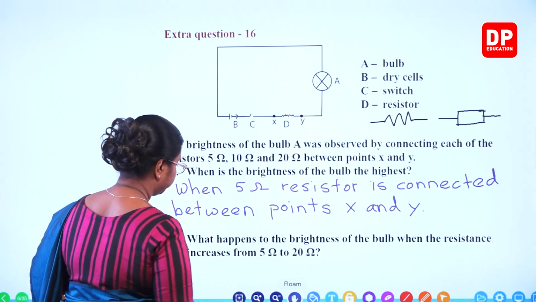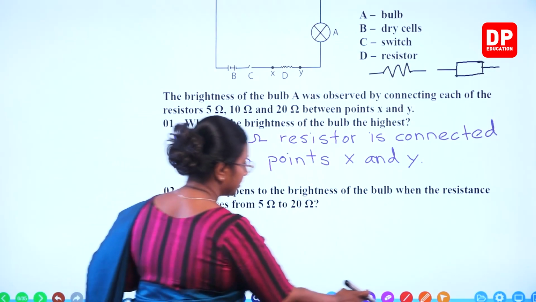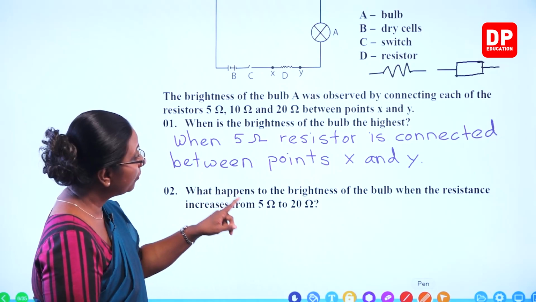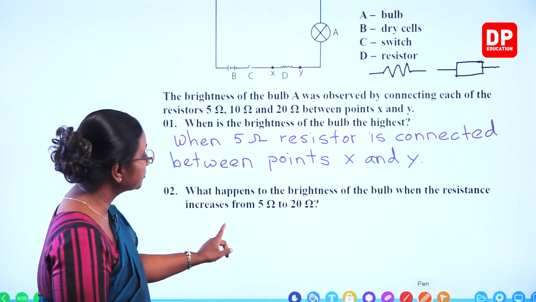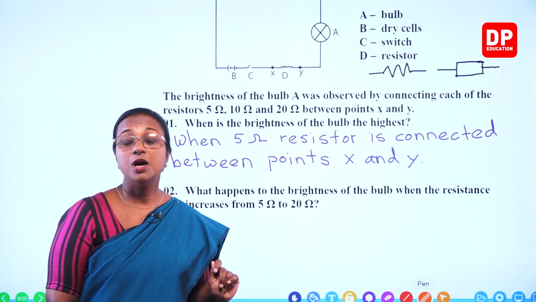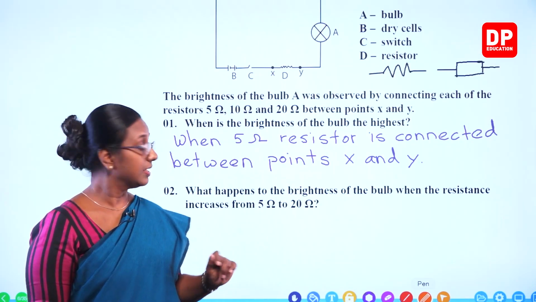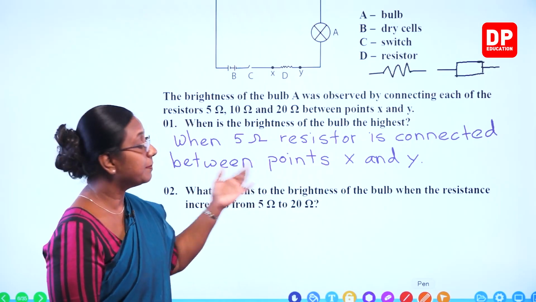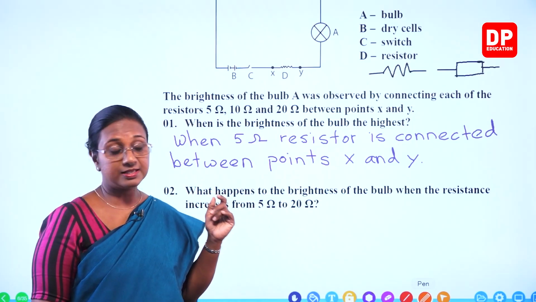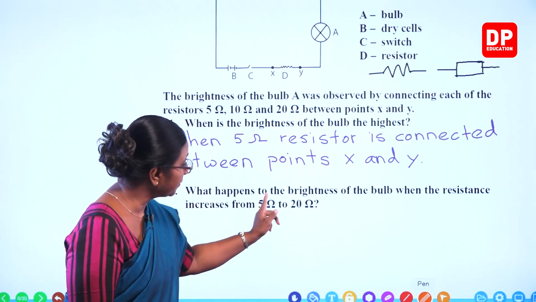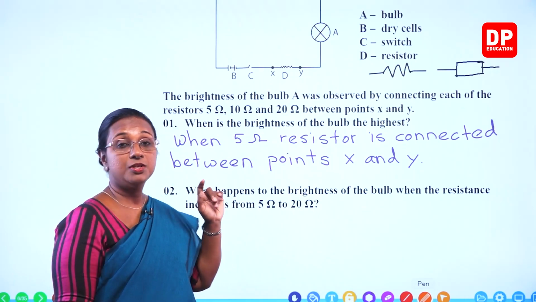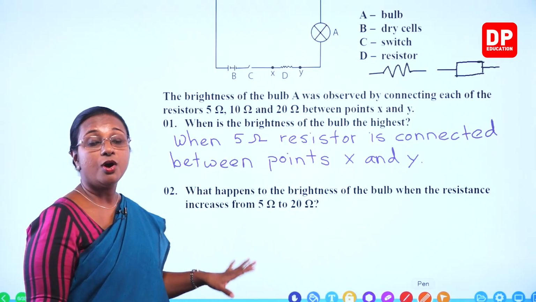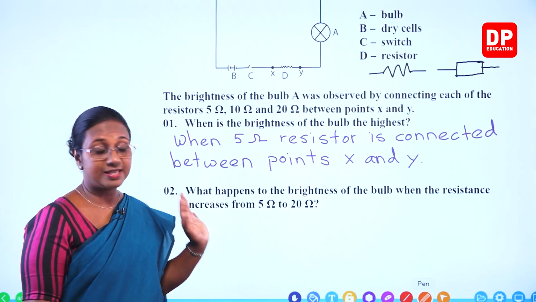Then, the next question. What happens to the brightness of the bulb when the resistance increases from 5 ohm to 20 ohm? What happens to the resistance? The resistance increases. So, therefore, the brightness of the bulb decreases. So, the question is, what happens to the brightness of the bulb? So, we can just simply write as decreases, or you can write it as a full sentence.